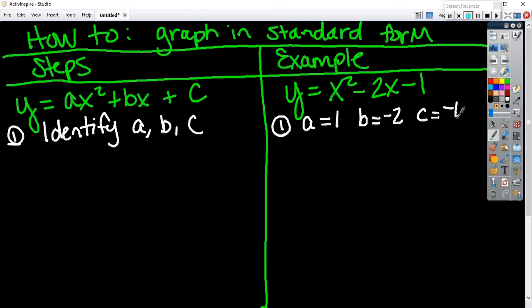Will this one open up or down? Up. Skinny, wide, or average? Average. Y-intercept? -1. Okay? All right. The next step we're going to do is we're going to find the axis of symmetry.